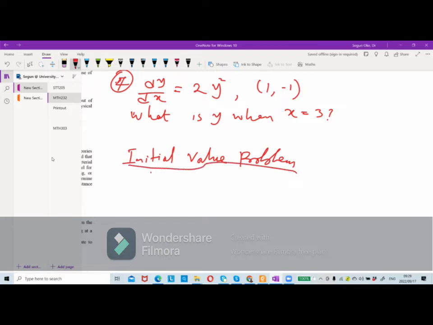You have dy/dx equals 6x minus 3, y of 0 equals 4. When I say y of 0 equals 4, what does it mean? It means when x is 0, y is 4. So please take note of that.